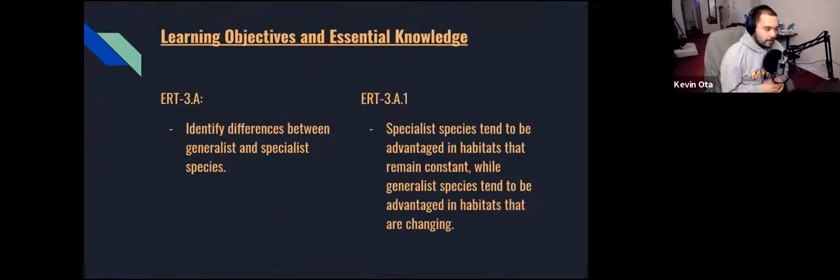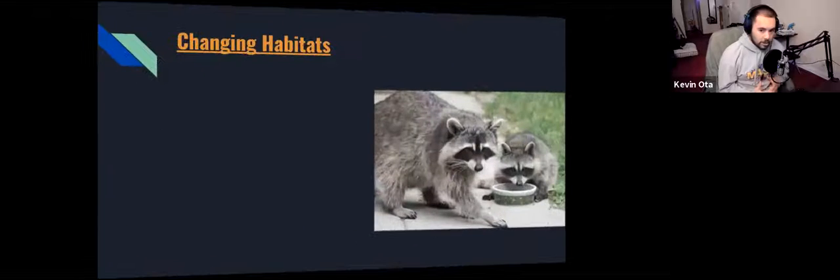The learning objective for this topic is that we're going to be able to identify the differences between those two. And the essential piece of knowledge that you need to come away with is that specialist species have the advantage when their habitat is constant, while generalist species have the advantage when the environment is changing. Let's talk about that a little bit.